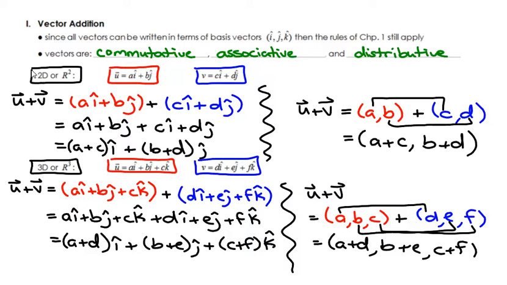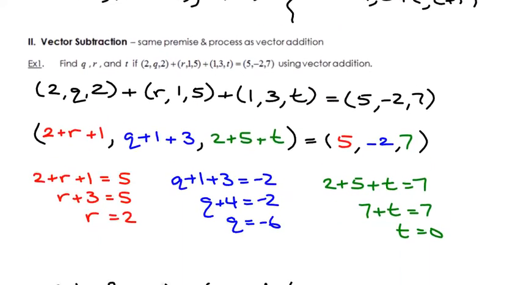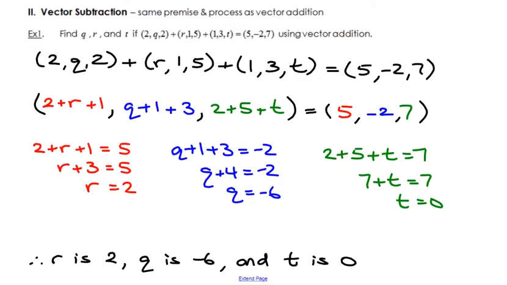So that's addition. Let's try an example. I'll get into vector subtraction in a little bit. So example number 1. Find q, r, and t if they give you 3 vectors adding together to equal another vector.